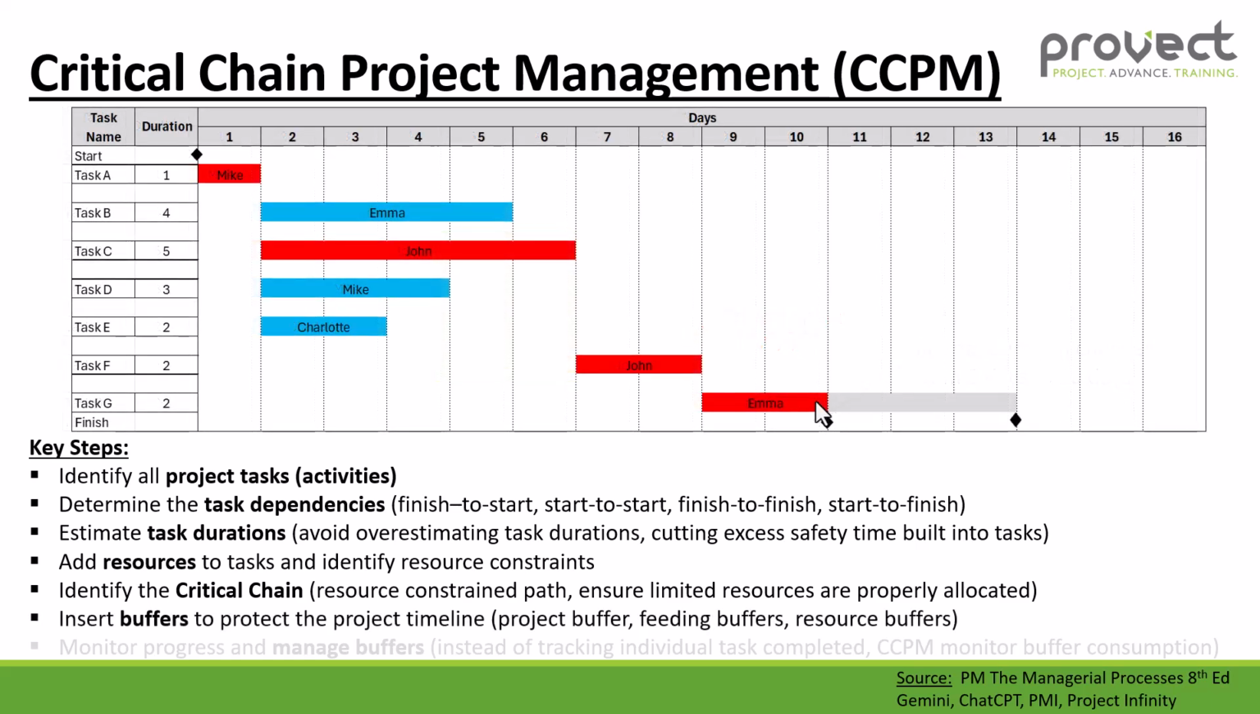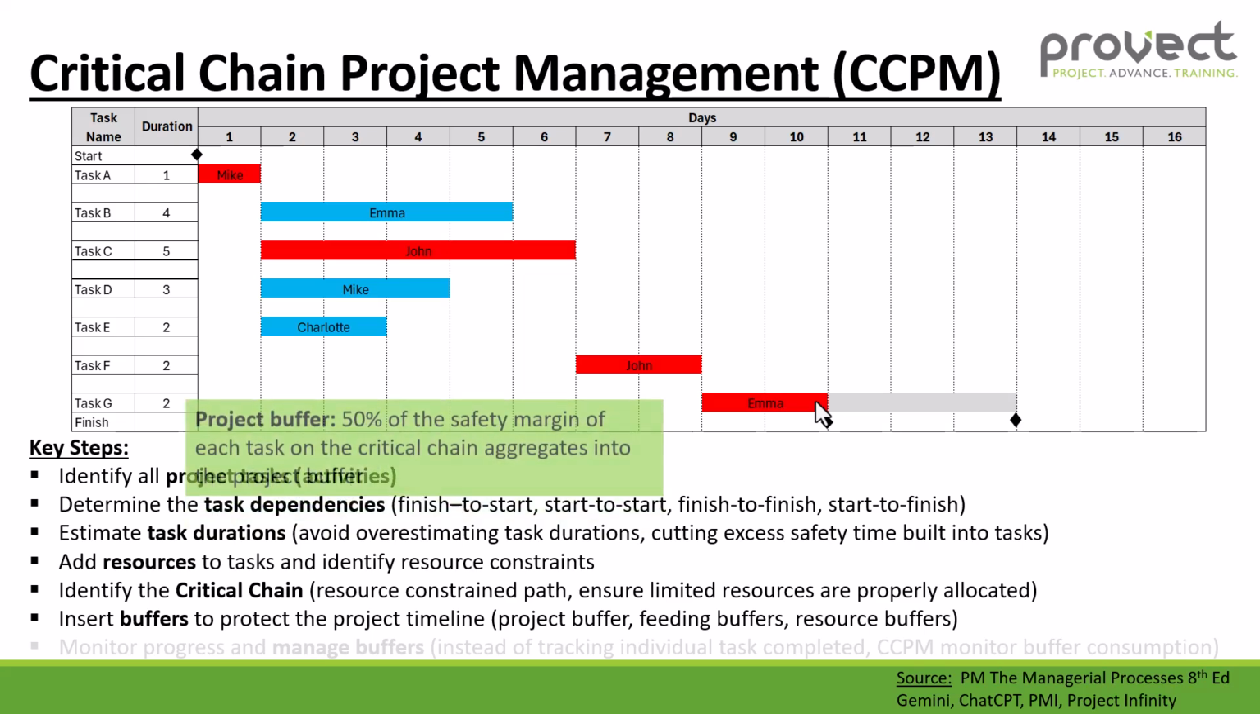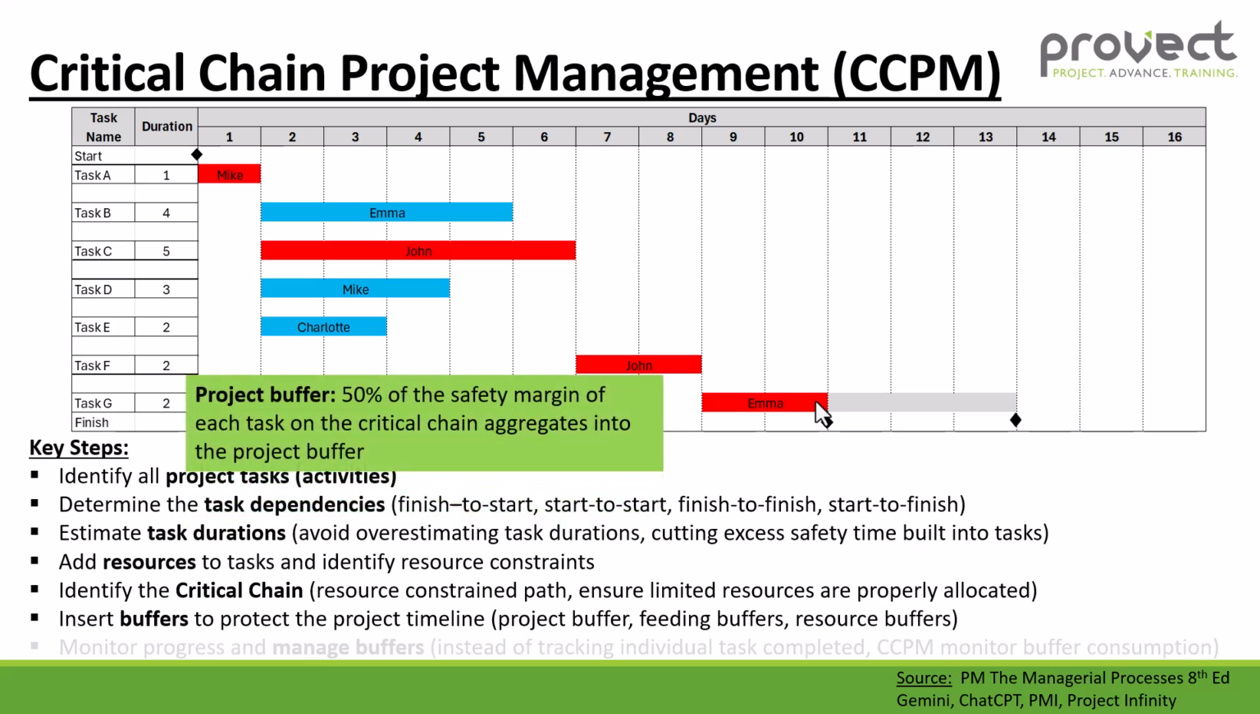Now the next step is to add our buffers. First of all, our project buffer. Now the project buffer is 50% of the safety margin of each task on the critical chain that aggregates into the project buffer.